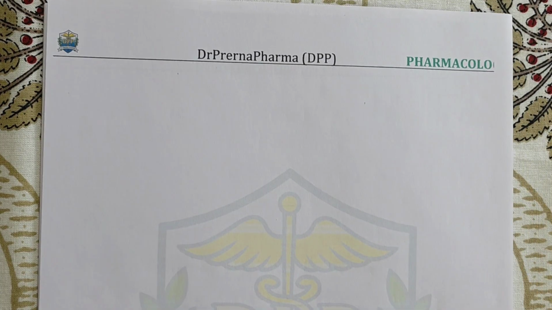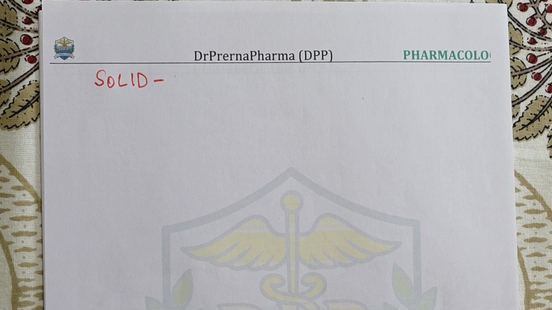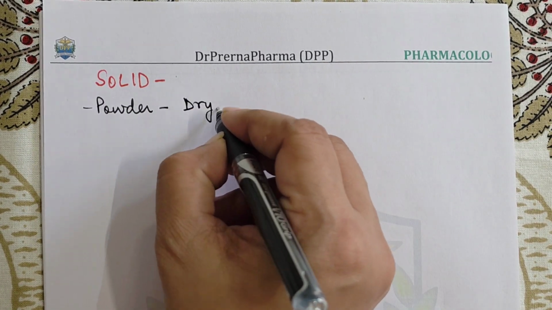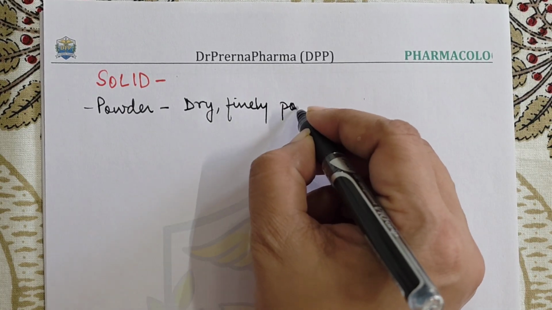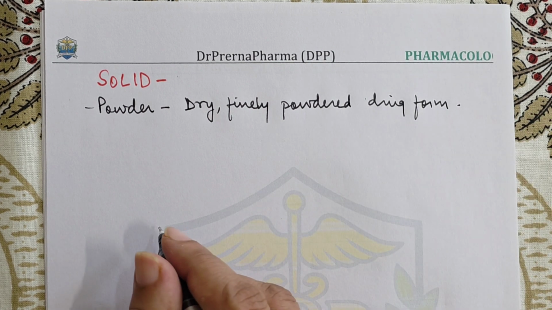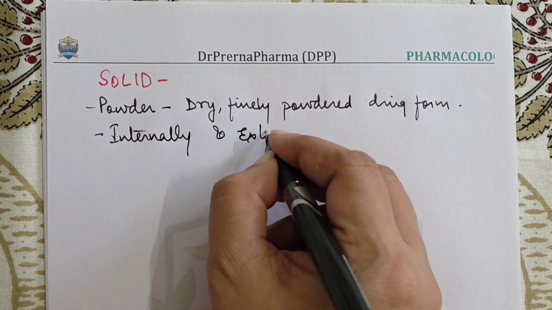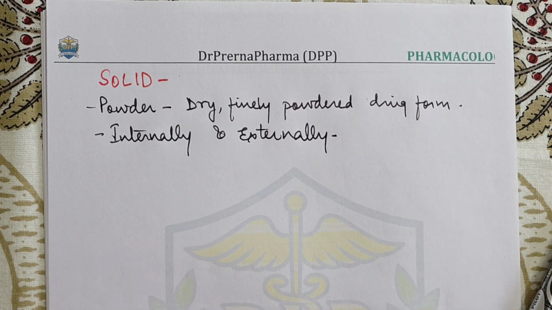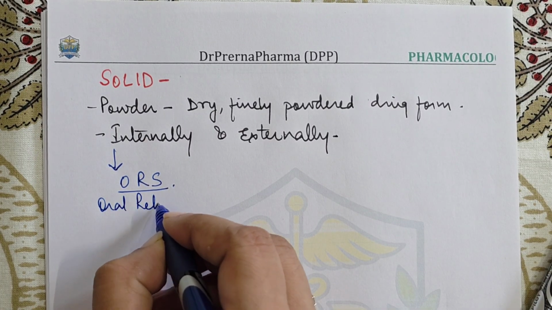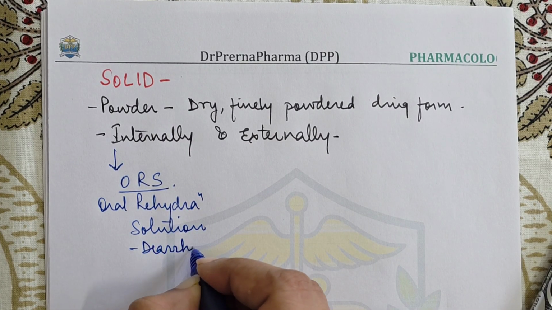Now coming to the first dosage form, that is the solid dosage forms, right? Now in solid dosage forms, the first dosage form that we have is powder. Now powder means it is basically a dry, finely powdered drug form, right? Now this can be used internally also and externally also. For example, for internal use, we have something called ORS, which is oral rehydration solution. Now oral rehydration solution is something which is used in diarrhea, right?